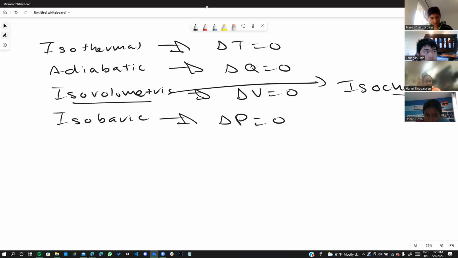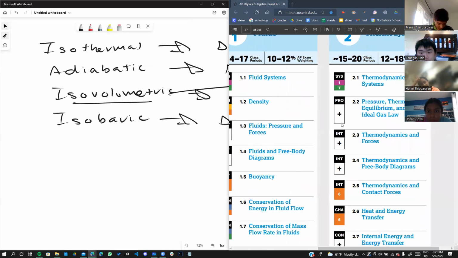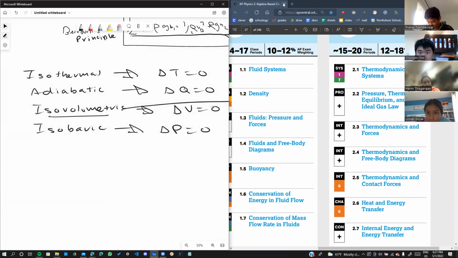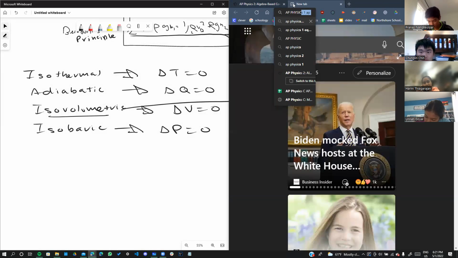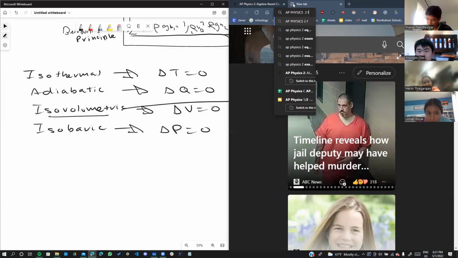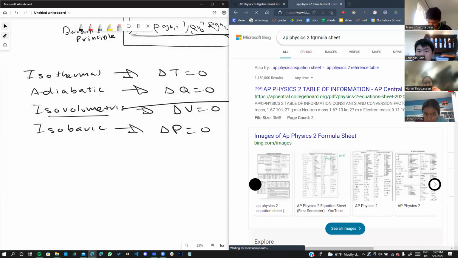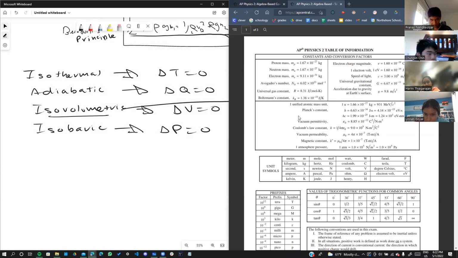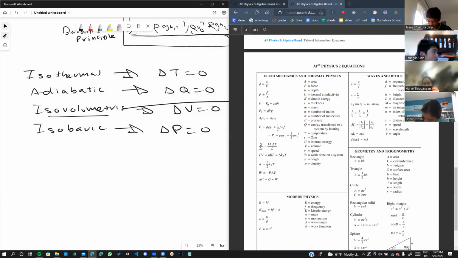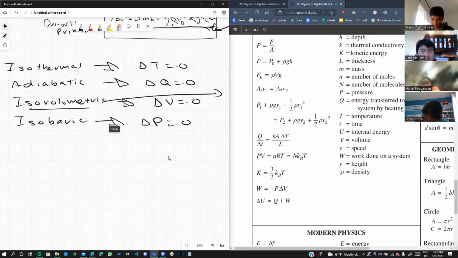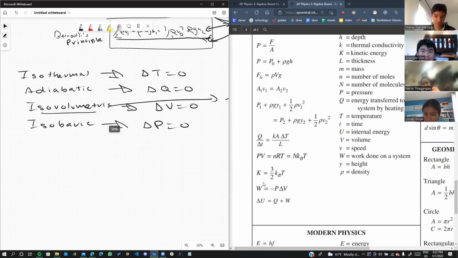Okay, let me put this to one side. Just know each of these systems, and how this will be helpful is on the AP Physics 2 formula sheet, so let me pull that up. Right there. Over here, there's a bunch of thermodynamics. There we go, thermal physics. Oh, I should have just pulled this up. Should I just cover the second law of thermodynamics here? Okay, I think I should.